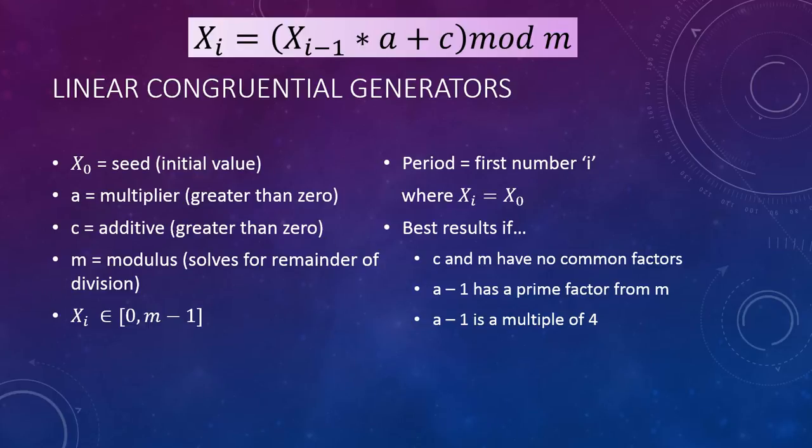which gives the maximum of xi, so the period is the first number i where xi is equal to x0, which means the first period. The best results come if c and m have no common factors. The second condition is that a minus 1 is divisible by every prime factor of m, and the last is that a minus 1 is a multiple of 4 if m is a multiple of 4.